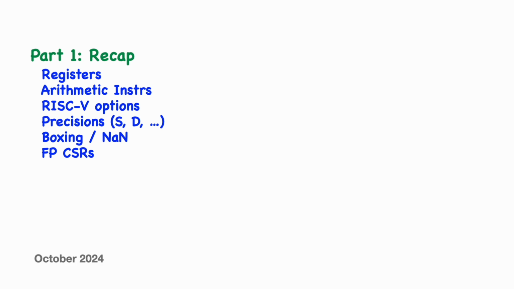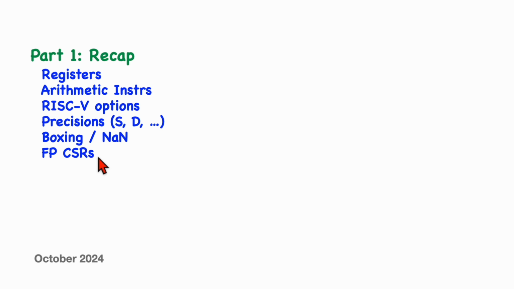Okay, that concludes this video, which is the first part of a 2-part series on how floating point is implemented in RISC-V. In this video, I introduced the floating point registers, and I described the basic instructions to perform arithmetic computation. I also talked quite a bit about the various precisions: single, double, quad, and half precision. I described how values of smaller precision are boxed inside of values of larger precision, where the larger value is interpreted as a not a number quantity.